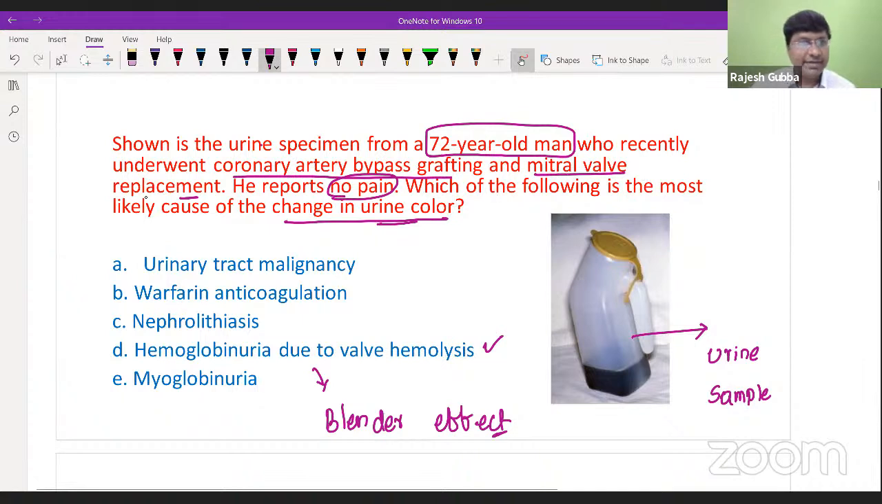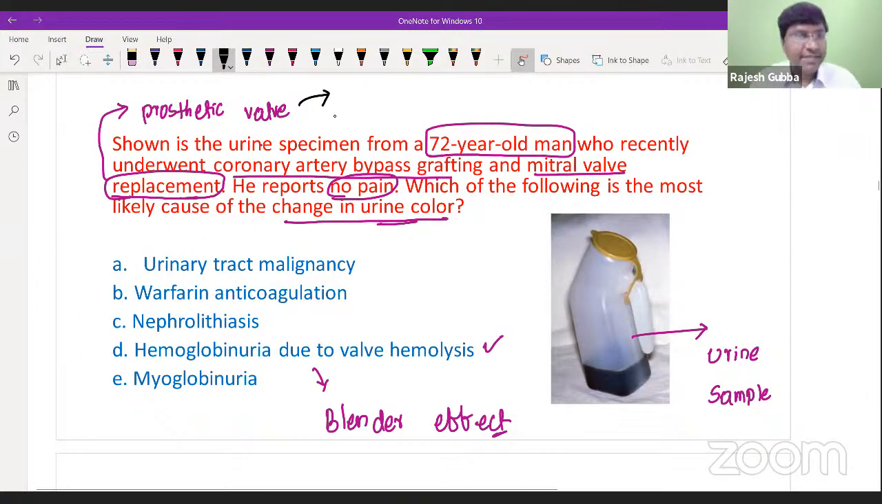There is a mitral valve replacement which has been done. Now, secondary to this mitral valve replacement, there will be the presence of the prosthetic valve. And if there is a prosthetic valve, when the RBCs are passing through that particular prosthetic valve, they can undergo rupture. There will be hemolysis.